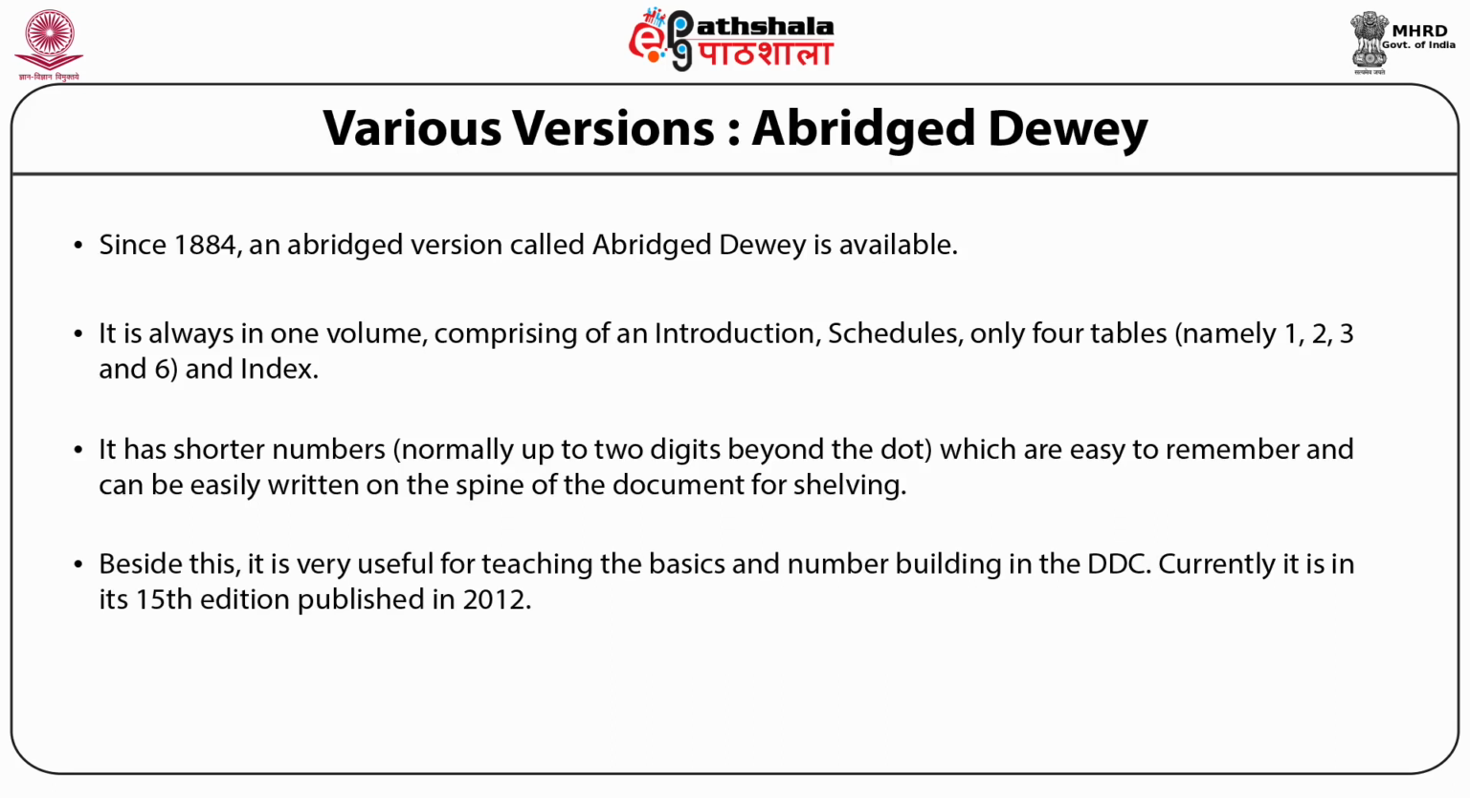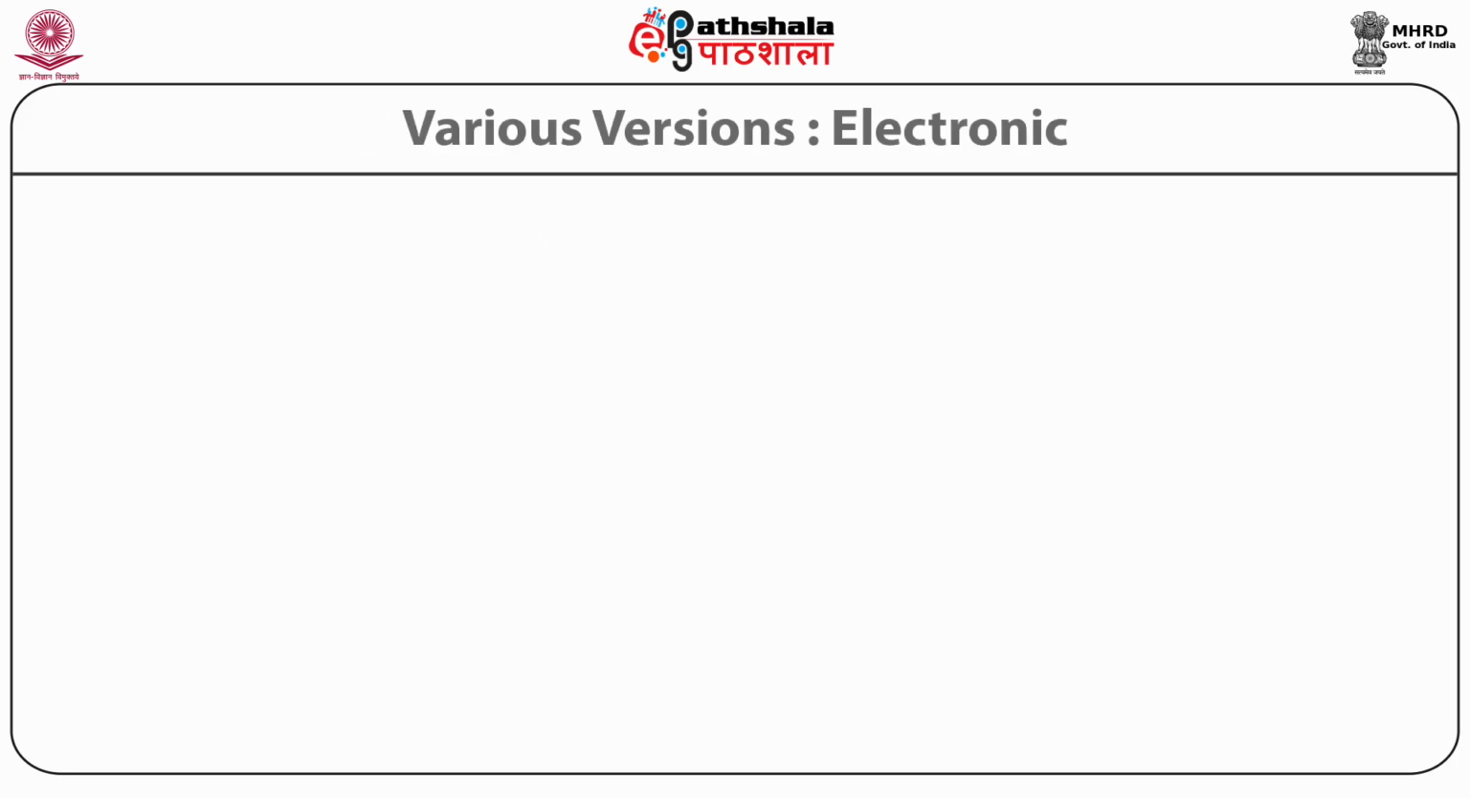Currently, it is in the 15th edition, which was published 1 year after the main system, that is, it was published in the year 2012. And this abridged edition is very useful for classifying books in a small library having up to 20,000 titles.